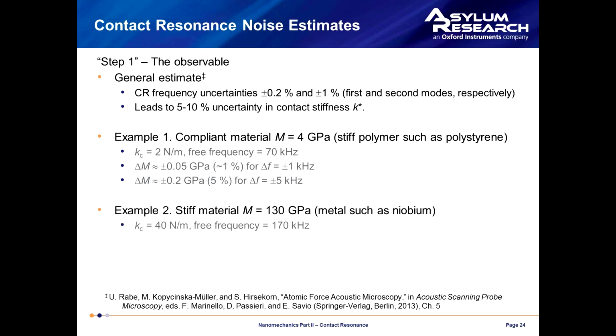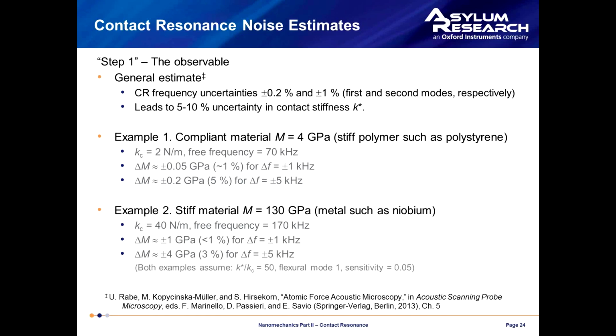For a stiff material, now we're going up to 130 gigapascals for something like a metal like niobium, using a stiffer cantilever, of course, 40 newtons per meter with 170 kilohertz free air. We see again, if we can determine the resonant frequency to within a kilohertz, that we're less than 1% or so. And if we jump up to 5 kilohertz, the modulus uncertainty is about 4 gigapascals, so about 3%. Again, under this 5% estimate from before.